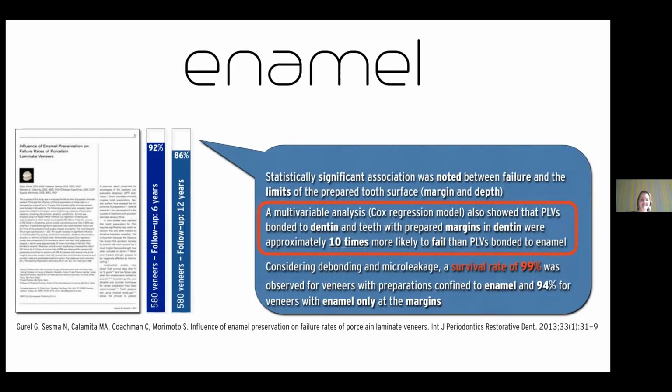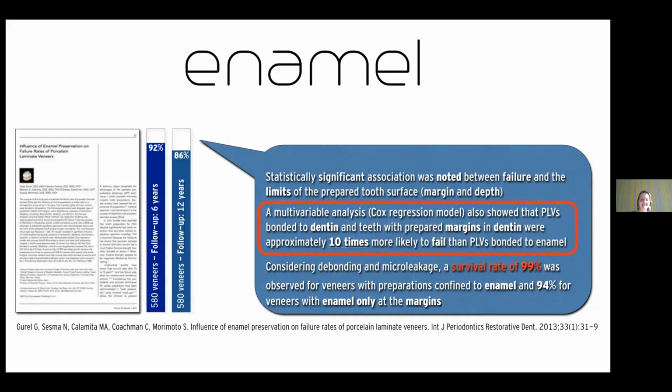Because this was a great study, a big study done on nearly 600 ceramic restorations over 6 to 12 years. And the most important thing that came out of that study was that it showed that porcelain laminate veneers, and I think we can take that as any porcelain bonded restoration, bonded to dentine and teeth prepared with margins in dentine were approximately 10 times more likely to fail than porcelain laminate or porcelain restorations bonded to enamel.